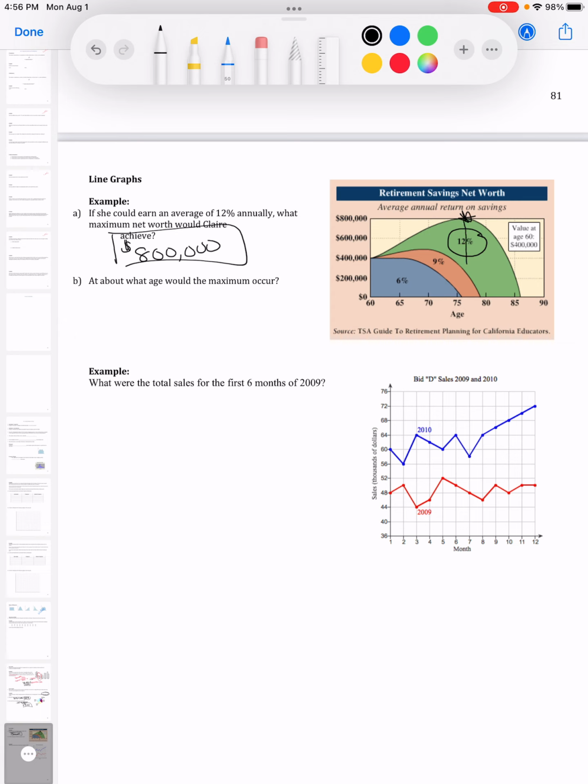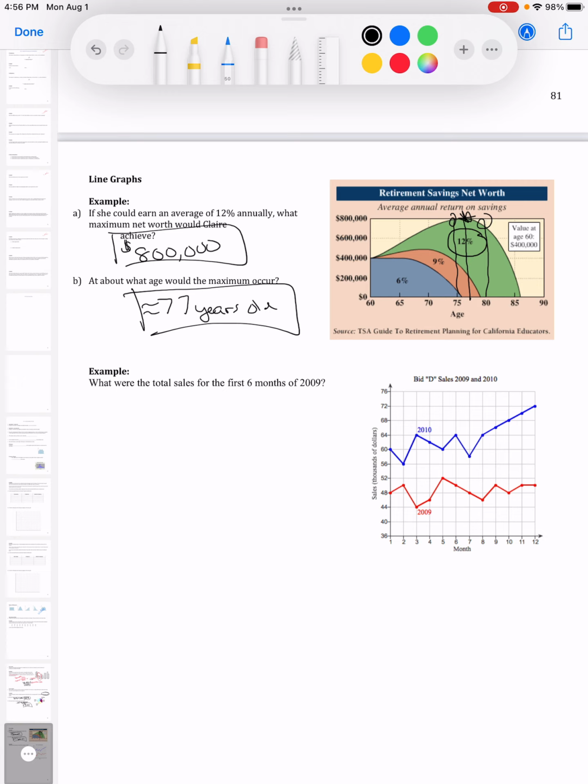At about what age would that maximum occur? It's going to be somewhere in here between 75 and 80. It definitely is not at 75; she's a little bit lower. And at 80, she's even lower. So somewhere between 75 and 80. I'm just going to go with 77, but I'm going to put the approximation on here because I would take several different answers for that. So if you would put 76 or 78, I also would have taken that.